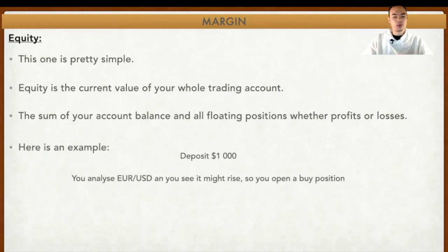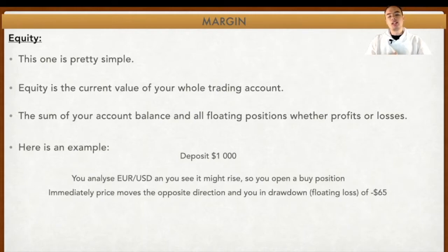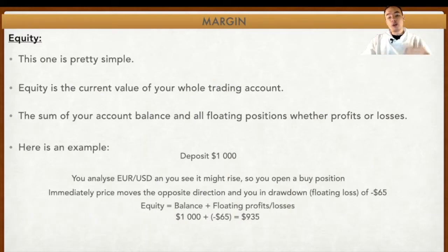Example, you deposit $1,000. You analyze a pair, Euro USD, and you expect it to rise, so you open a buy position. Now, immediately, price moves the opposite direction, and you're now in a drawdown, floating loss of, let's say, minus $65. So now your equity is your balance, which is what you deposited, $1,000, plus your floating profit or loss, which is minus $65. So your equity is currently $935.